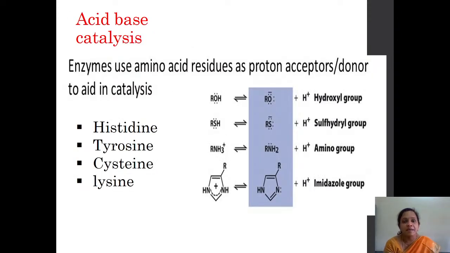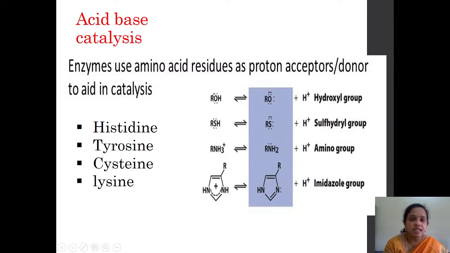Now, what is this acid-base catalysis? The enzymes use amino acid residues as proton acceptors or donors to aid in the catalysis process. So in acid-base catalysis, the residues of the enzymes can either accept H plus ions or donate H plus ions. Usually when this type of catalysis takes place, these are the amino acids present in the active site: histidine, tyrosine, cysteine, lysine.